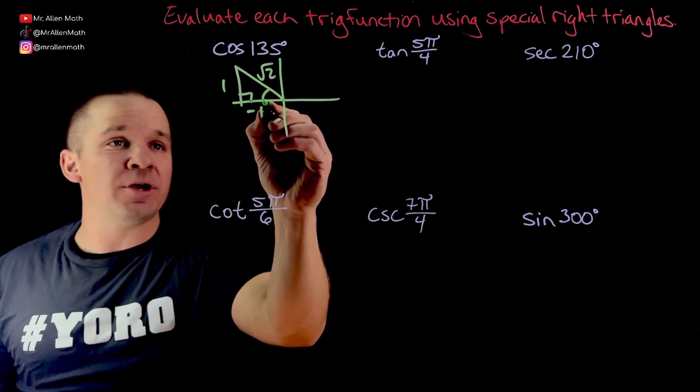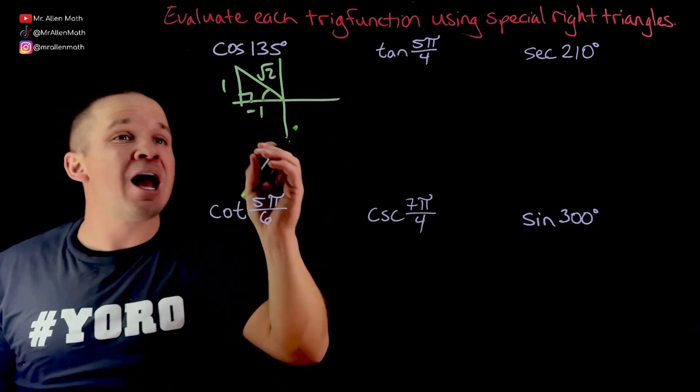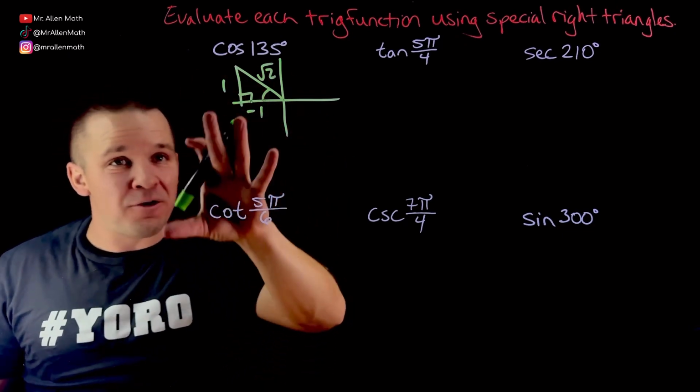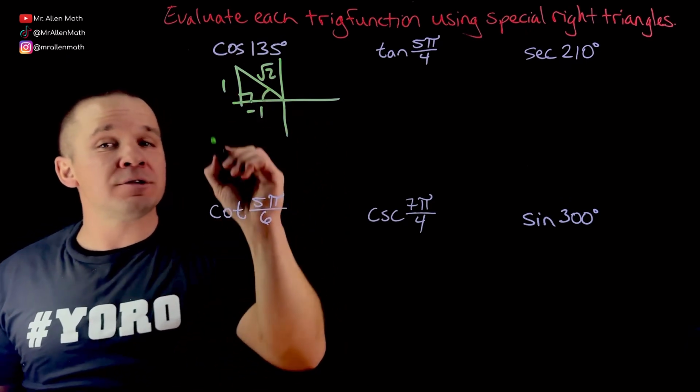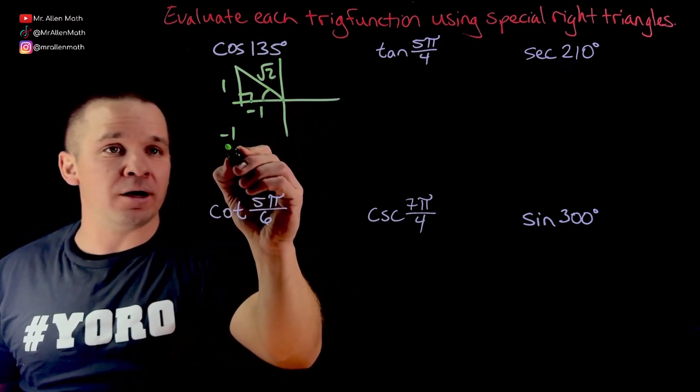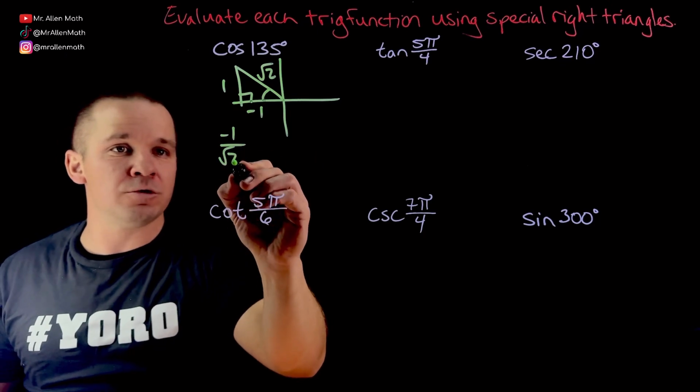And we're looking at it from here, always from the origin. That's where your angle is always going to be when you're trying to figure this stuff out, okay? So cosine is adjacent, which is -1, over my hypotenuse, which is root 2.